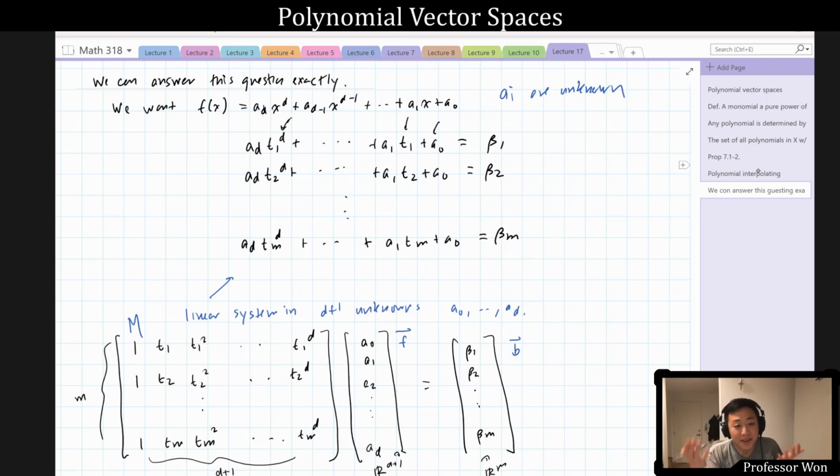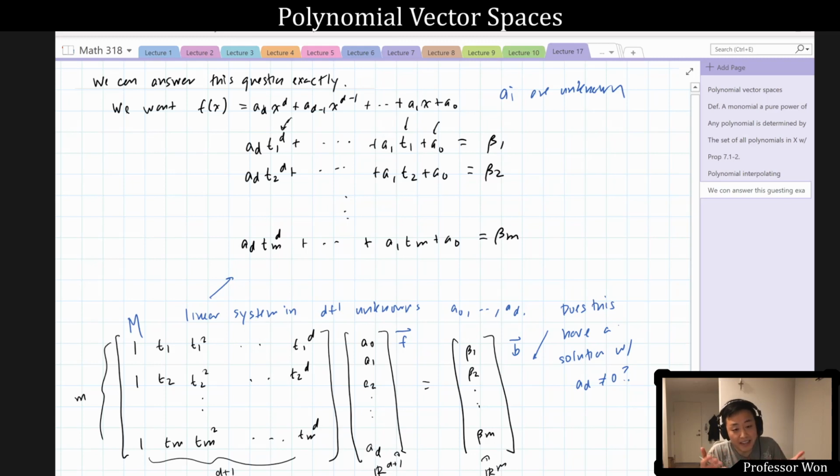Of course, another extra comment is we also want to make sure that AD is non-zero, because otherwise it would be a polynomial of lesser degree. So you want to know if this has a solution where AD is non-zero. So does this system have a solution with AD not equal to 0? But of course, this is a question that you can just answer with Math 308.